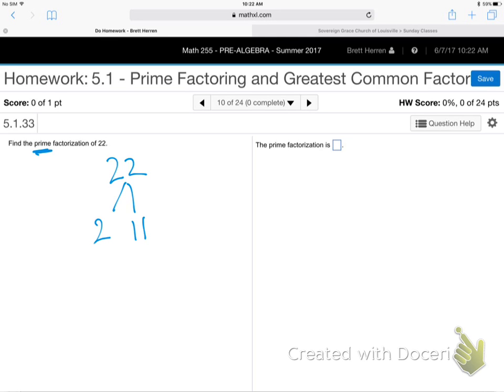So we're done. So what is the prime factorization of 22? What is the breakdown, in other words? What are the primes that make 22? 2 times 11 makes 22. That's all they want. They want the building blocks that make the thing. Primes make all the other numbers. That's why they're prime. They're the main attraction of the number system.